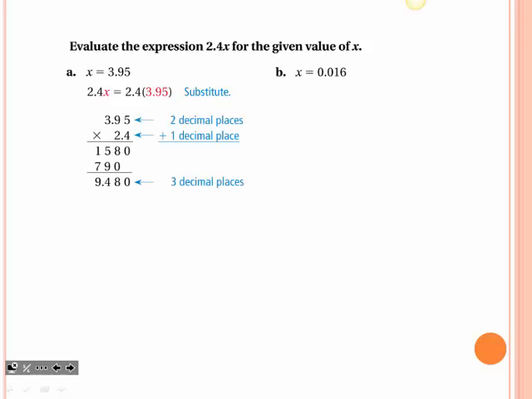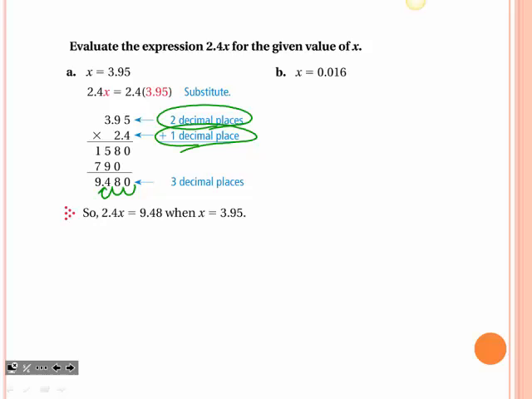When you line it up, notice that they actually put the 3.95, the number that has the most digits, on the top, because in this case it really will make our problem faster. You multiply just like normal, nothing different, but we counted 2 decimal places here and 1 here, so we needed to count 3 times. 1, 2, 3. And that's how come their answer was 9.48. All right, so that was A.